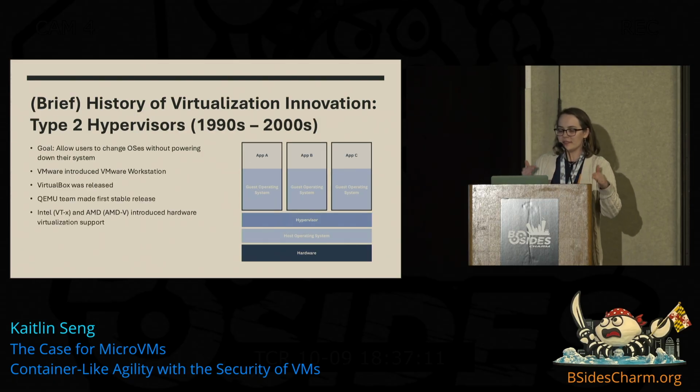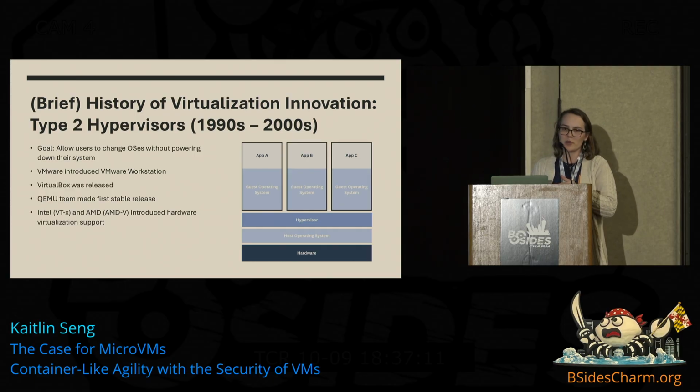Okay, so for a bit there was some slow and steady progress, but things really took off in the 1990s and the 2000s. At this time, personal workstations were a little more common, and developers wanted a way to change operating systems without powering down their system. And so we came up with type 2 hypervisors, where maybe you already have a host operating system running on your system and you want to install a hypervisor on there as well to run your virtual machines without powering down your main desktop. And so here we saw innovations such as VMware introducing VMware Workstation, which was a proprietary solution.